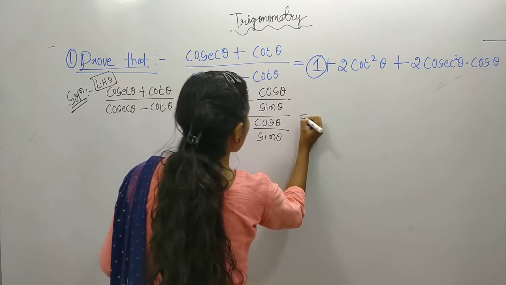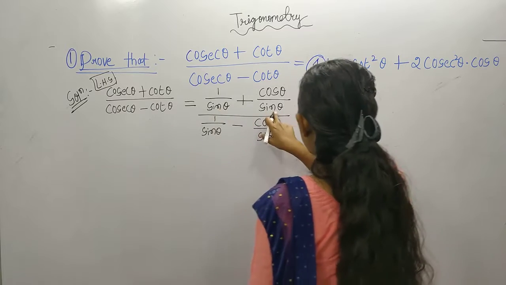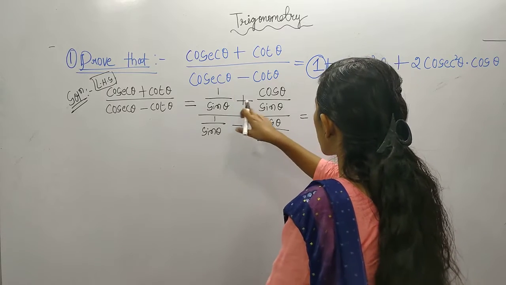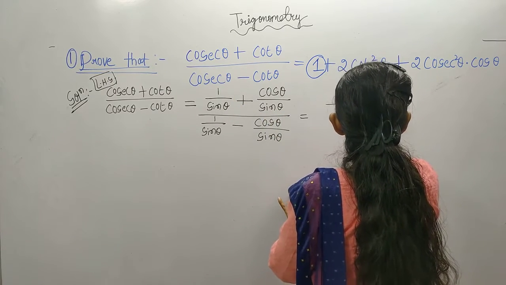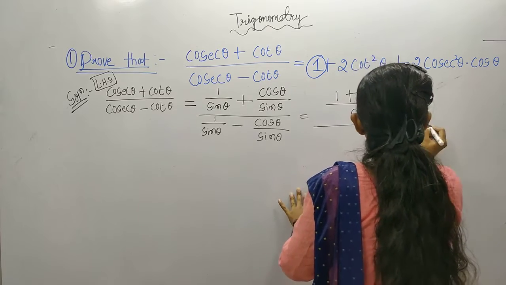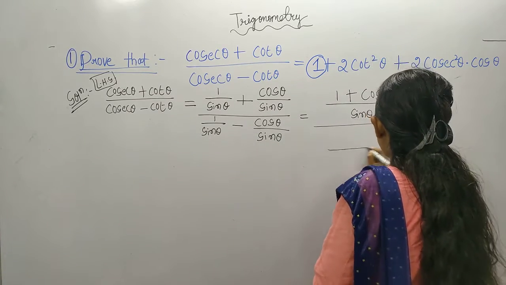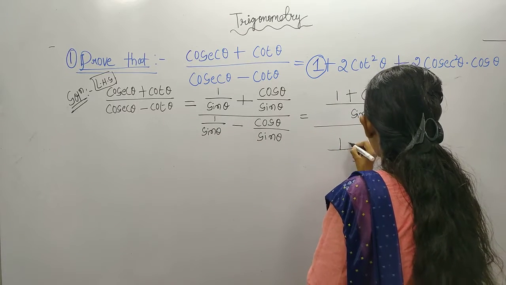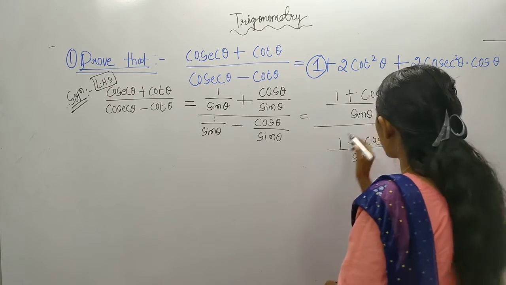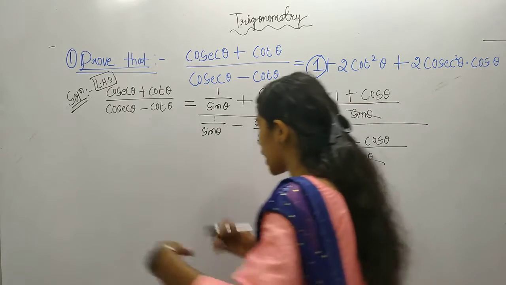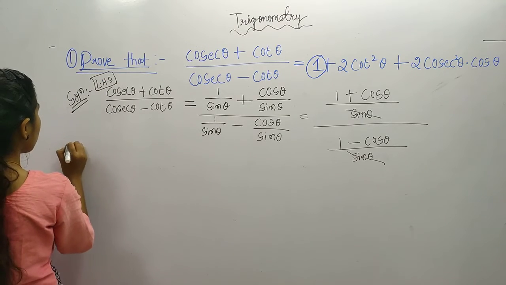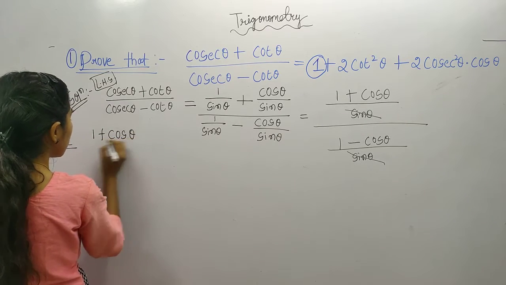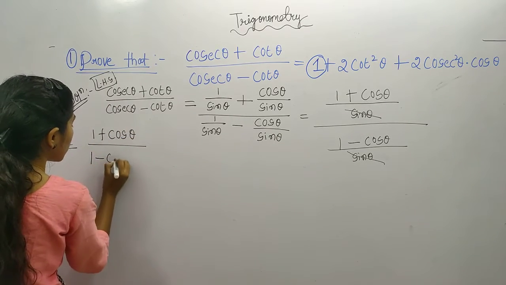So what will happen? You see sin theta, sin theta, so the LCM will become sin theta. In the upper side 1 plus cos theta, whole divided by, here also the same sin theta, so it will become sin theta, next 1 minus cos theta. Now sin theta and sin theta will cancel. So what will it become here? 1 plus cos theta divided by 1 minus cos theta.